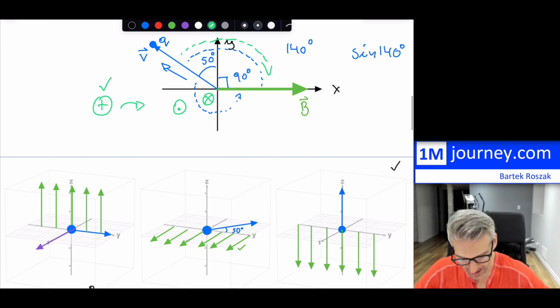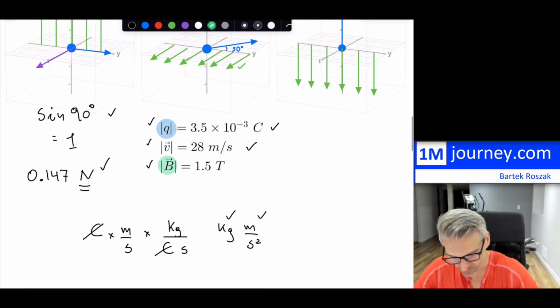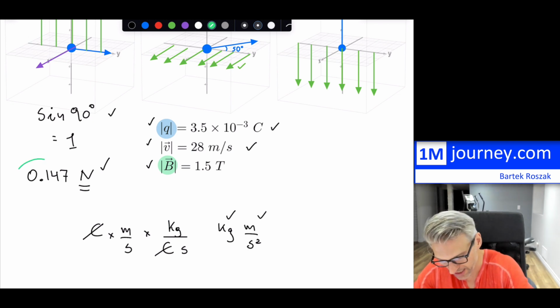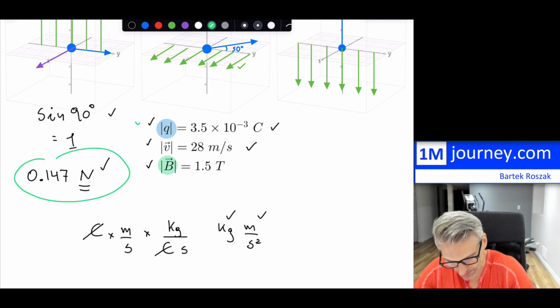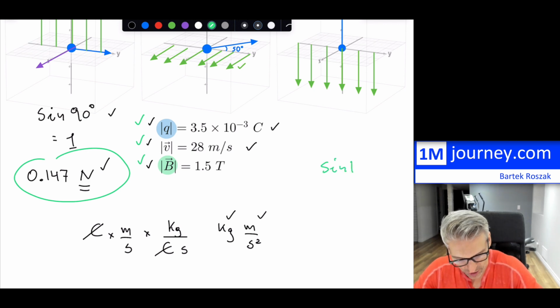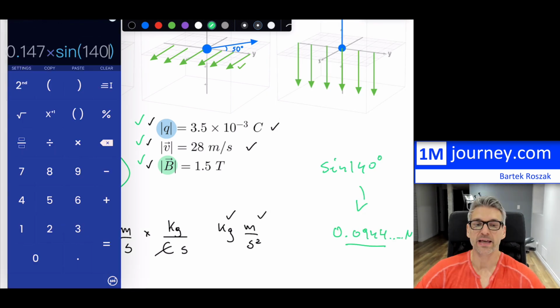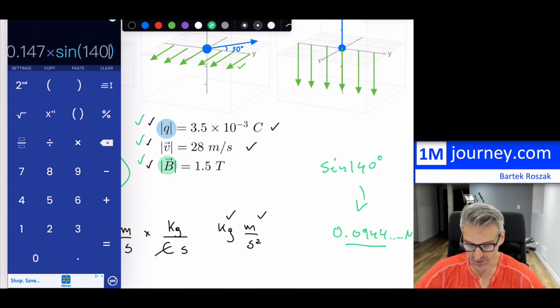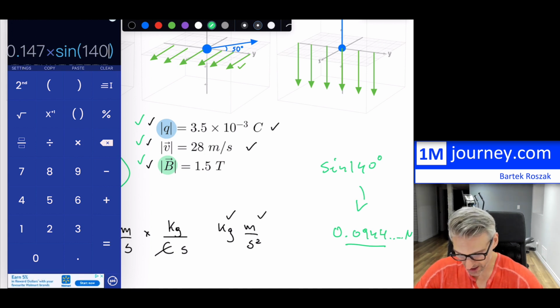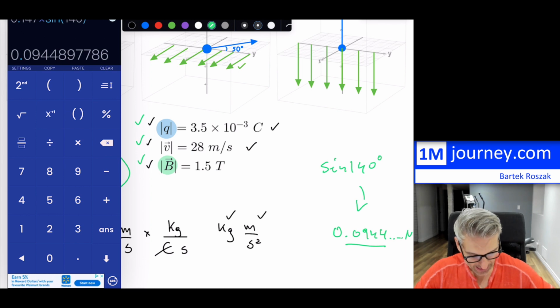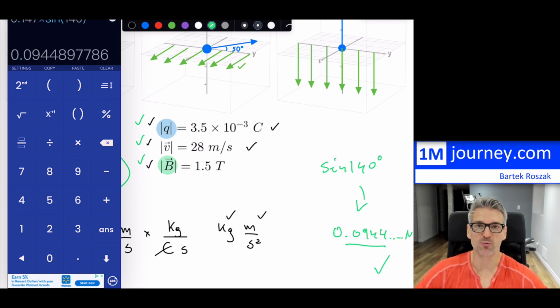And in order to find out what the answer is, all we have to do is take this number, which is the multiplication of these three, and then multiply it by sine of 140. Let's punch it in. There you have it. That is the result that you have right there. You hit equals, and you can round to whatever you like.